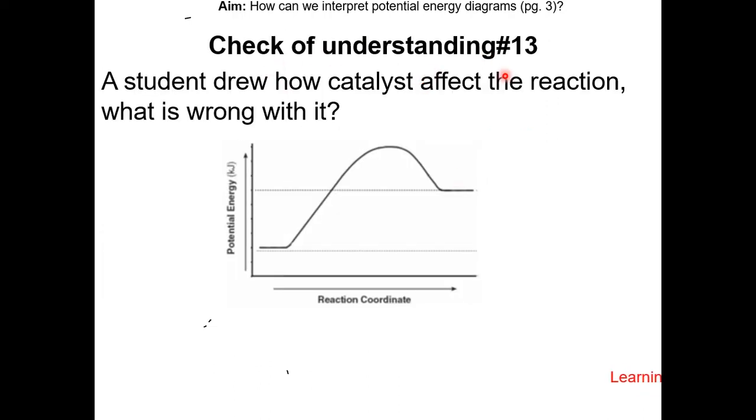Check of understanding number 13. A student drew how a catalyst affects the reaction. What is wrong with it? So notice that the potential energy of the reactants and products are lowered, which is incorrect when a catalyst is added. They should be the same as without a catalyst.